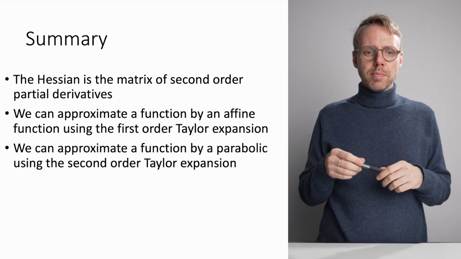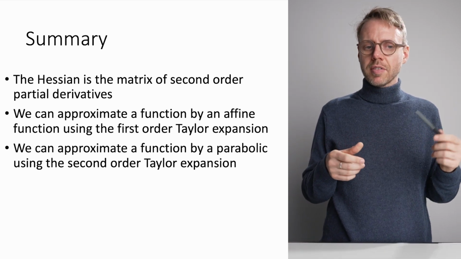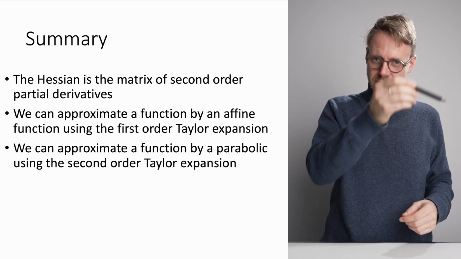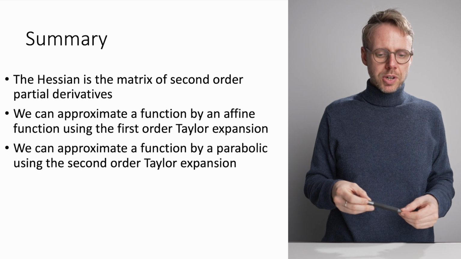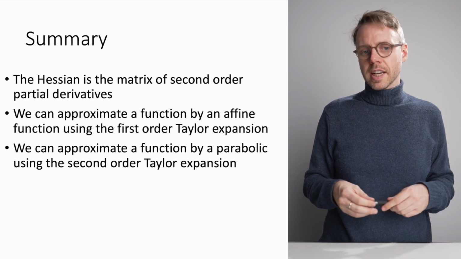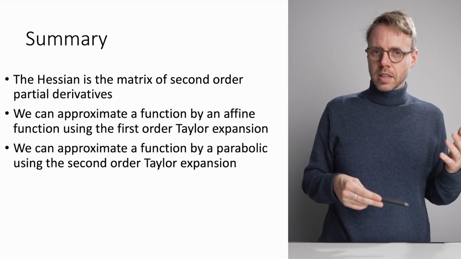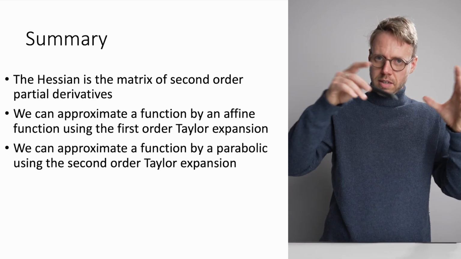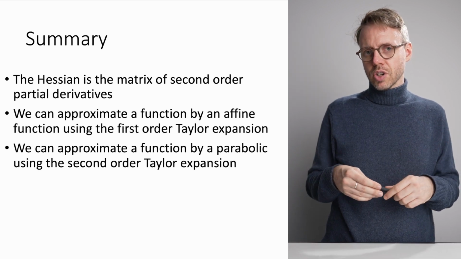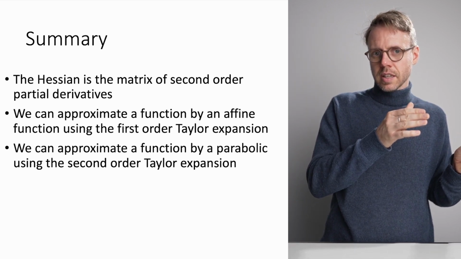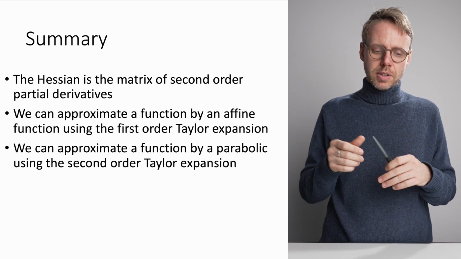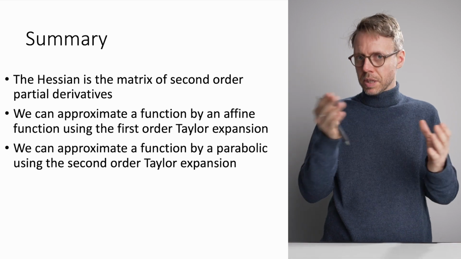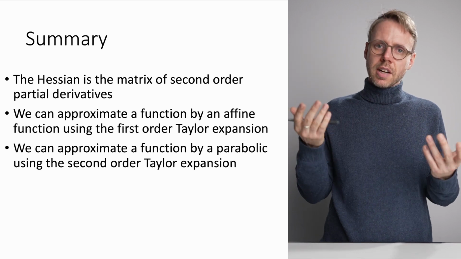And we can approximate any function by an affine function, so basically a linear function that is moved somewhere else, away from the origin, using the first order Taylor expansion. And we can approximate any function by a parabola if in addition to the gradient, we also have the Hessian matrix, and the result is then basically this parabolic function. So in 2 dimensions, it would be a function where the level sets are ellipses.